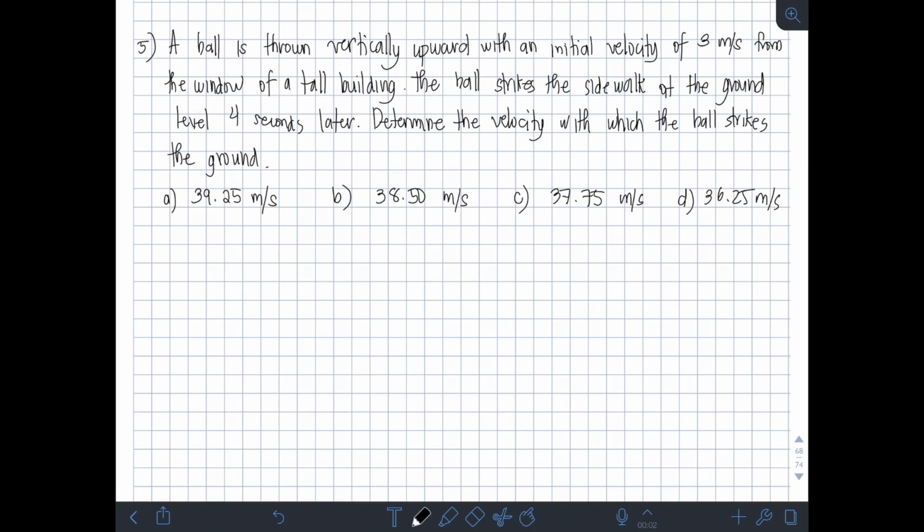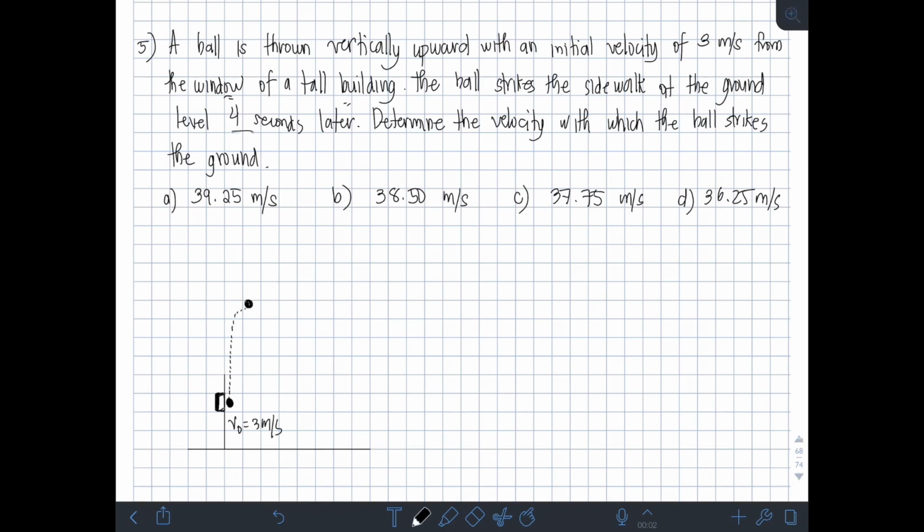So, let's say meron tayong ground. Okay? And then, meron daw tayong window sa isang building. So, let's say ito yung building na yon. Let's say ito yung window. Okay? Ngayon, a ball is thrown vertically upward with an initial velocity of 3 meter per second from the window. So, dito sa window, in-start, i-throw vertically upward yung ball. So, let's say, tinrow niya at na-reach niya yung maximum height at this point. So, this is the first throwing point for the ball sa window. So, meron daw initial velocity, let's say V naught, equal to 3 meter per second.